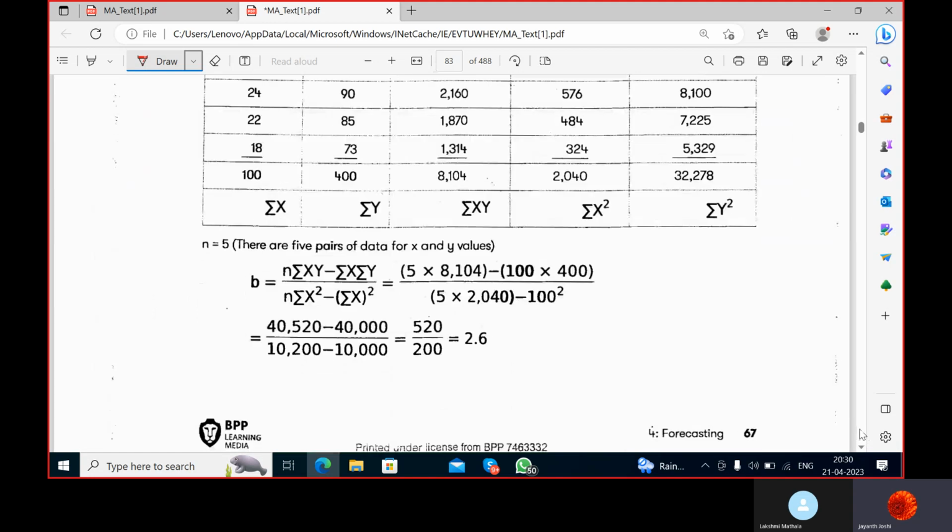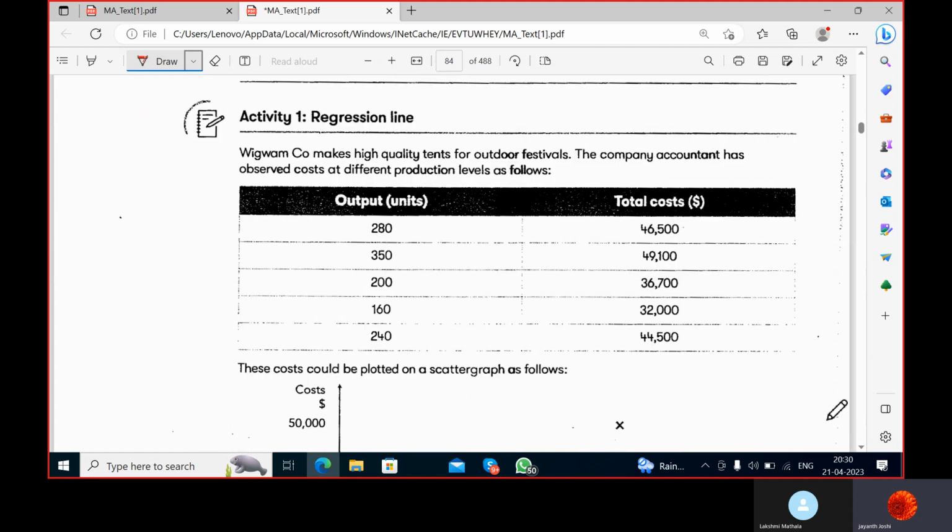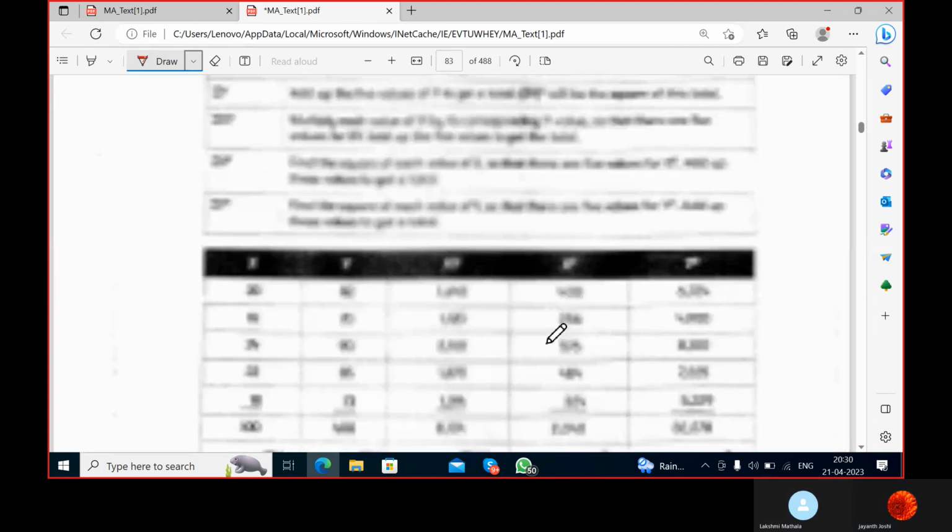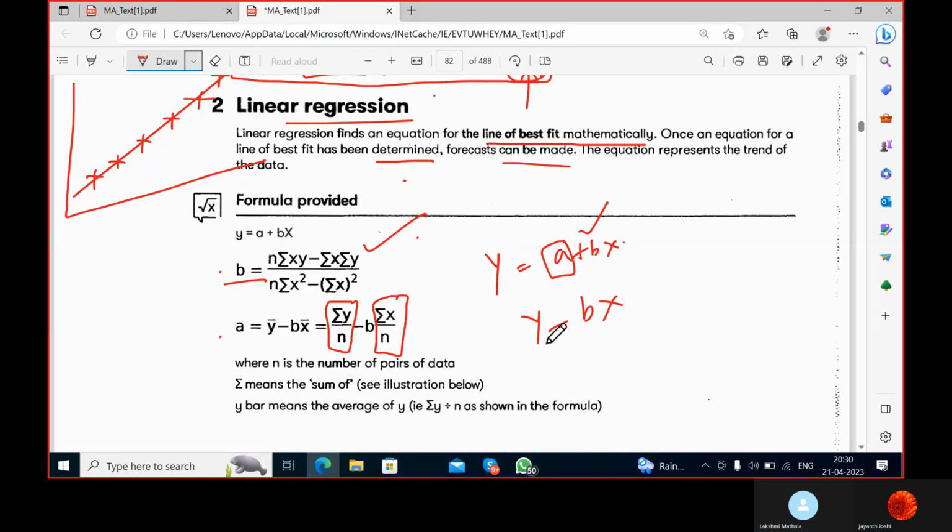We'll make a regression equation and we will try to find out our cost. Fine. Okay, let's go. Yes, sir. Make a note of this. Yes, sir. Done.